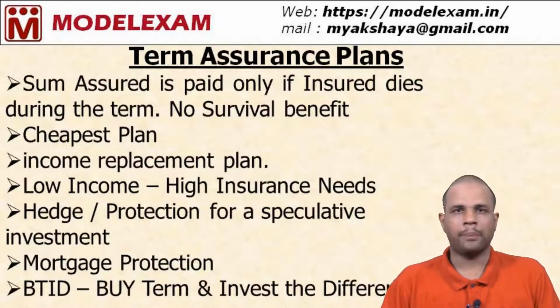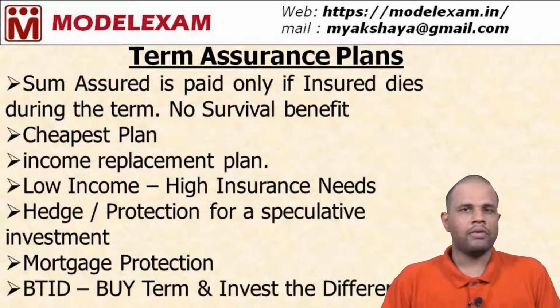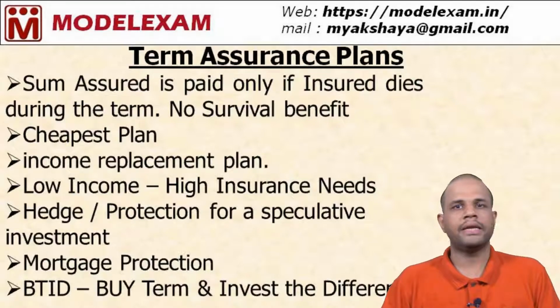It is normally applicable for low income, high insurance needs. It is generally taken for mortgage protection, or it can be seen as a hedge or protection against a speculative investment, etc. We have a concept here known as BTID. We call it buy term insurance and invest the difference.